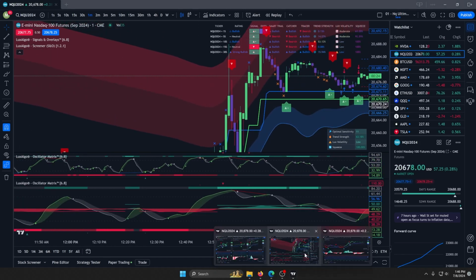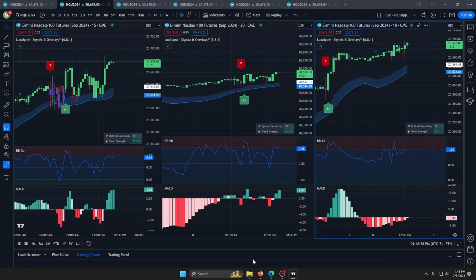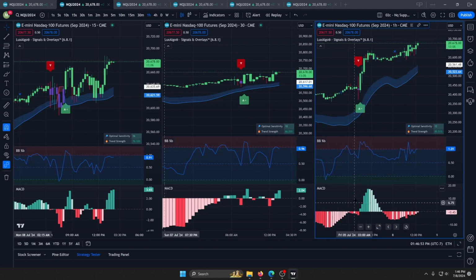I think I explained the Bollinger Bands and the MACD, but if not, this is the Bollinger Band %B on the higher time frames. When the price is at the top, it's like a reversal zone basically. It's probably going to drop. When the price is at the bottom, it's probably going to rise. Same thing with the MACD.